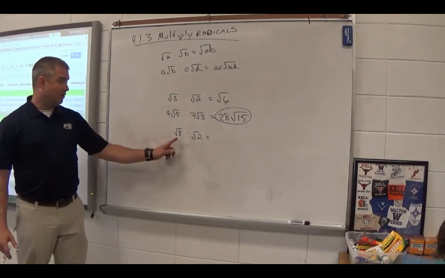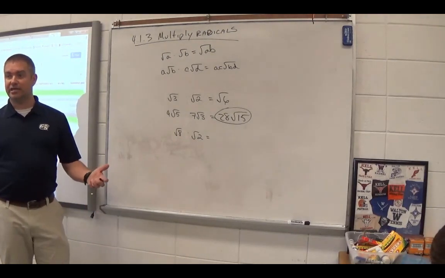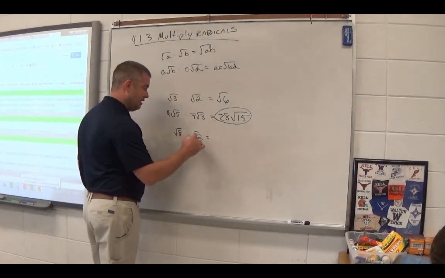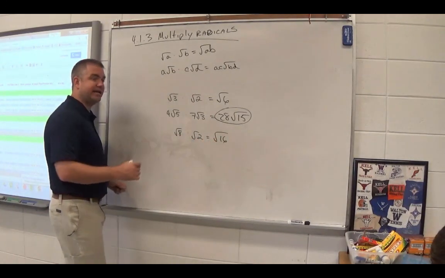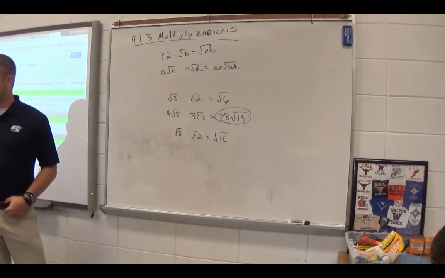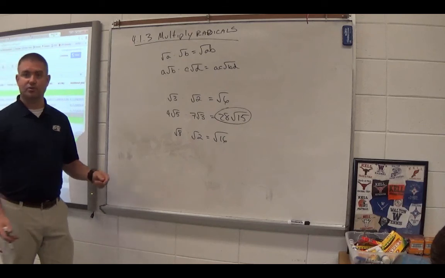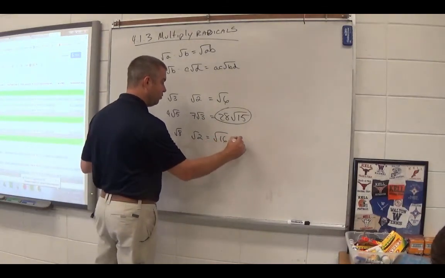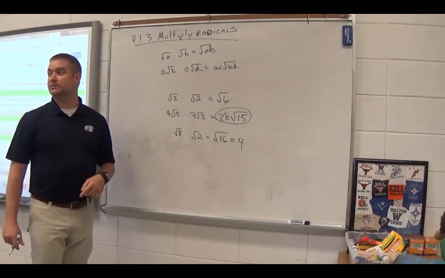Okay? How about root 8 times root 2? Multiply the outside, you just get 1, so you don't have to worry about it. 8 times 2 is 16. Would you get any credit if you wrote root 16 on a quiz or a test? No, because it can be simplified. The square root of 16 is 4. Okay? Questions? Any questions on this?